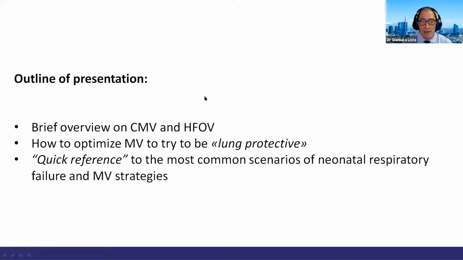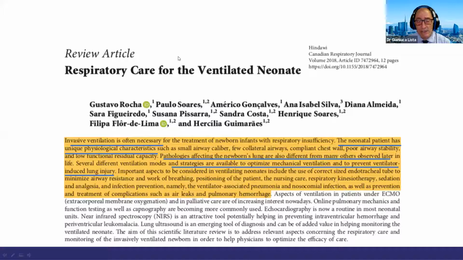This is the outline of my presentation: a brief overview on conventional mechanical ventilation and high-frequency oscillatory ventilation. Then we try to give you some information about how to optimize mechanical ventilation to try to be really lung protective. And finally, some quick reference to the most common scenarios in neonatal respiratory failure and mechanical ventilation strategies. We know that we always try to use non-invasive ventilation to manage the respiratory failure of the newborn, but sometimes invasive ventilation is necessary.